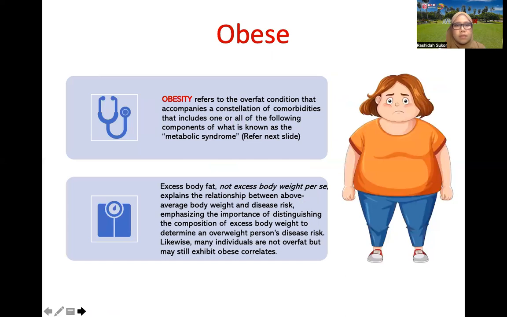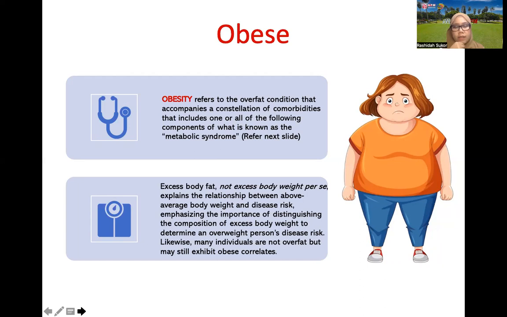So obese. Obesity refers to the overfat condition that accompanies comorbidity. Comorbidity means that if you have one disease, it is accompanied by another disease. That includes one or all of the following components, which is known as the metabolic syndrome. So if you're obese, then this metabolic syndrome will come, not just one, but 2 and 3 and 4 and more. Okay.